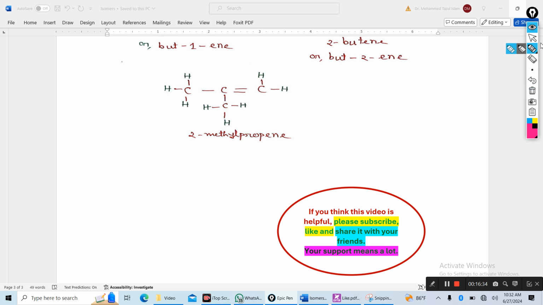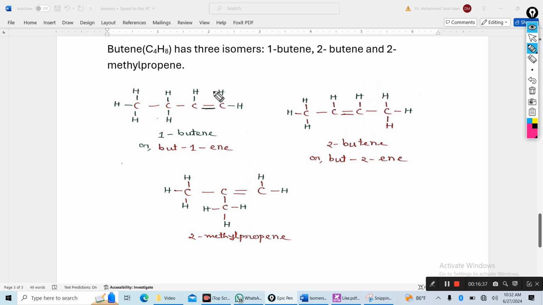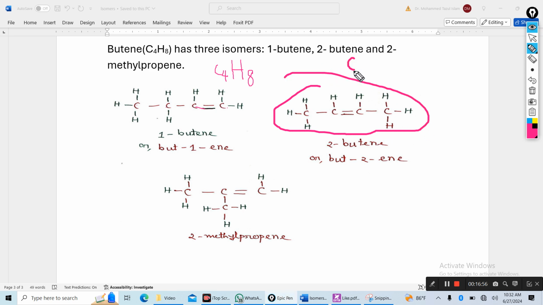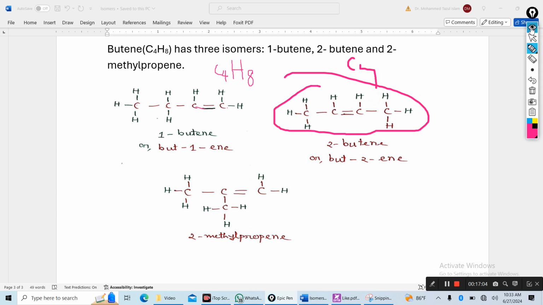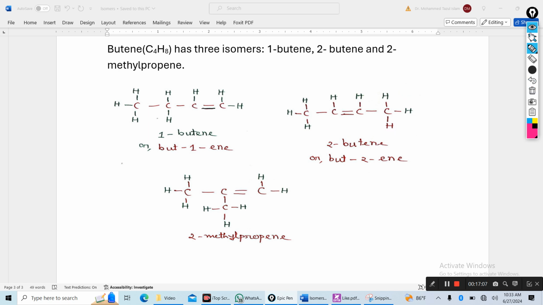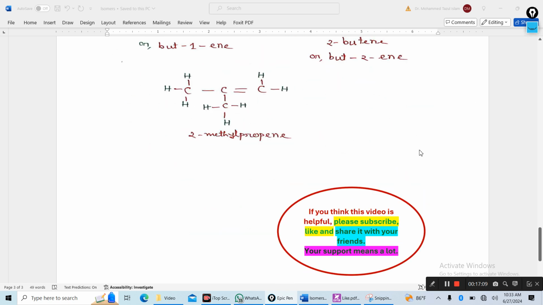Now you see these 3 compounds have C4H8, 1, 2, 3, 4 carbons, 5, 6, 7, 8 hydrogens, C4H8, and this also has molecular formula C4H8. 2 methyl propene.